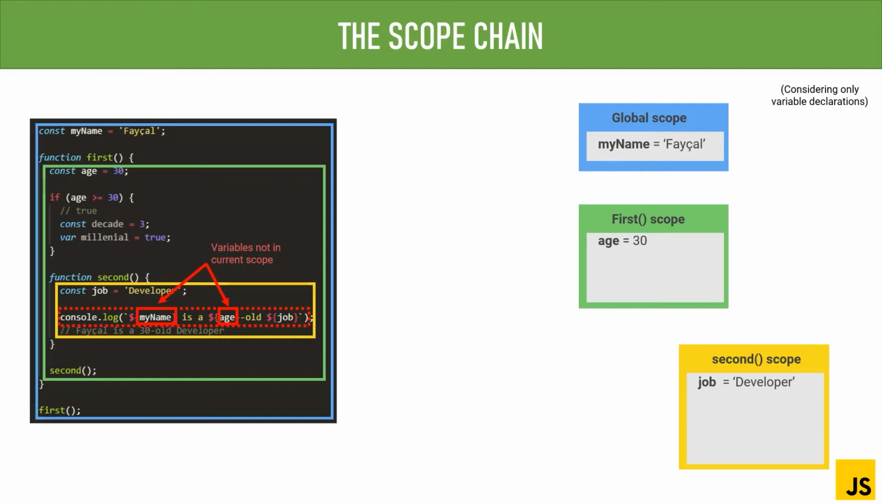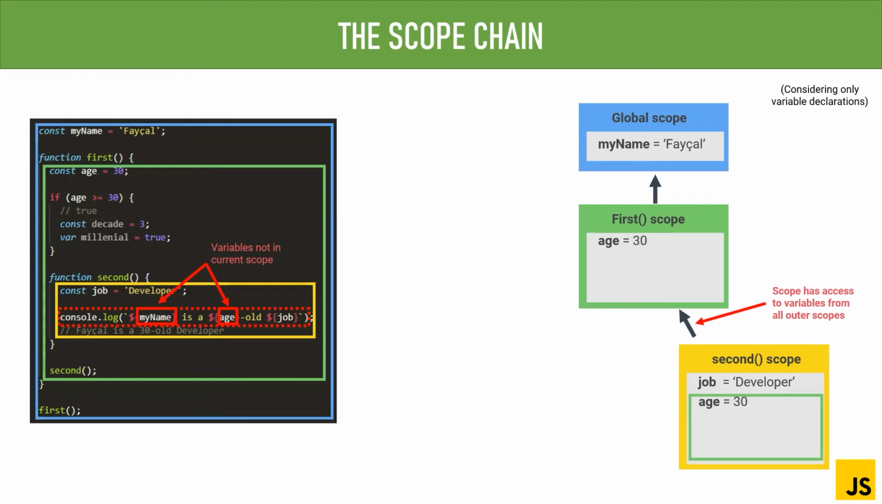How will the JavaScript engine know the values of these variables? Well, the secret is that every scope always has access to all the variables from all its outer scopes. So from all its parent scopes, okay? I repeat, always. So in our example, this means that the second scope can access the age variable from the scope of the first function.